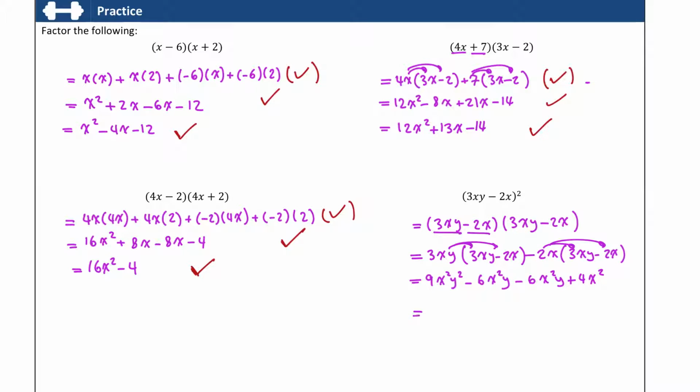So then, to simplify it, 9x squared y squared, and I have negative 6x squared y and another negative 6x squared y, so they're subtracting, so I get a total of negative 12x squared y plus 4x squared. That's my final answer, and you need to show some steps here, and make sure that you simplify your final answer.